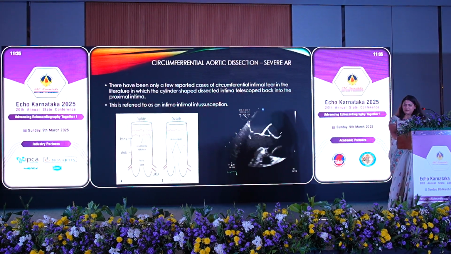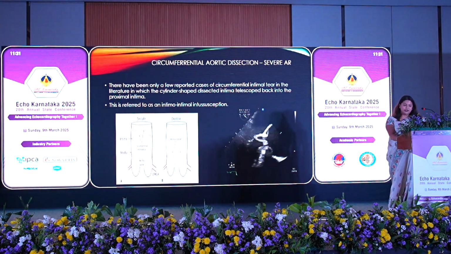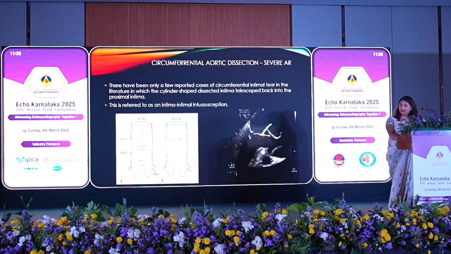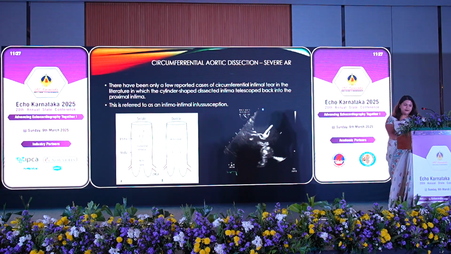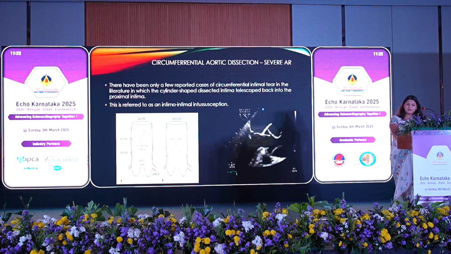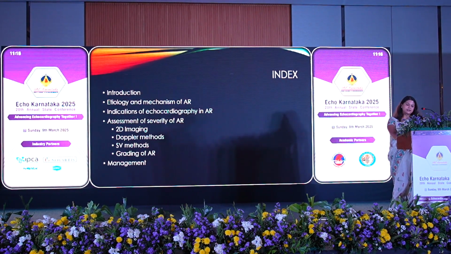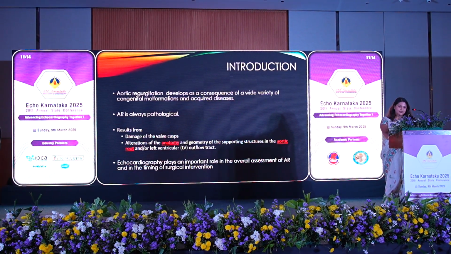So it was a very unusual, very rare finding to see a circumferential intimal tear telescoping into the LV. This is also called intimo-intimal intussusception. Very rare, less than 2% chance. With this in the background, let's go into understanding aortic regurgitation a little more.